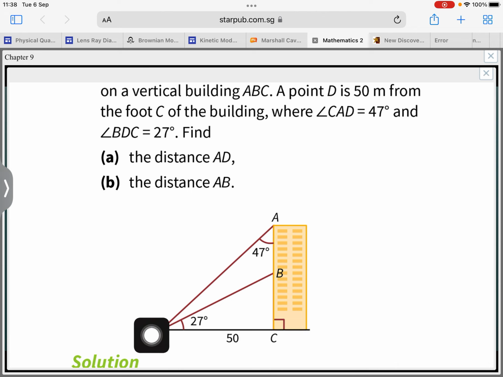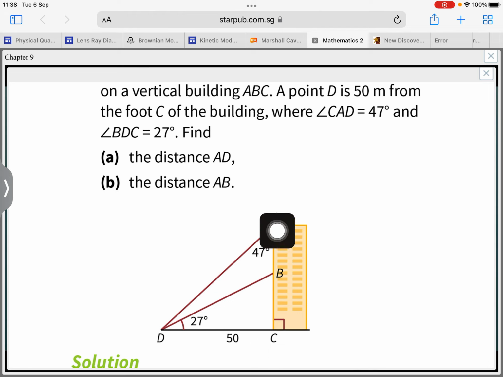This side is what I want to find. I know this side, so these are the two sides that can link together. Which angle do I know? I know this angle, 47 degrees. So I'm using this angle and these two sides. That's always the first thing you do: you need to look at which are the angle and the sides that you're looking at. Once you've identified them, then you can see which trigo ratio to use.